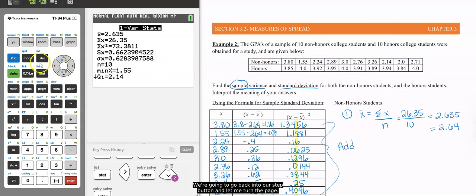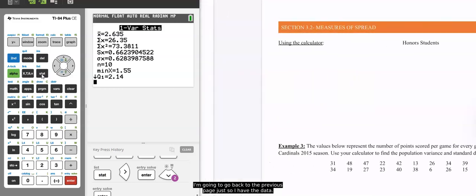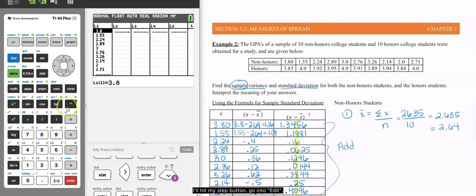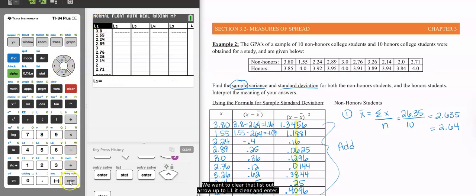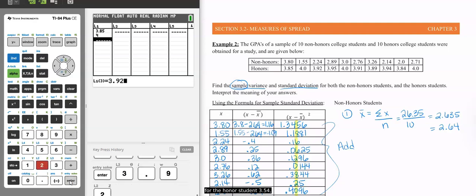All right, so now we're ready to calculate the honor students' standard deviation and variance. So we're going to go back into our stat button, and let me turn the page. So on the next page, it says using the calculator for honor students. I'm going to go back to the previous page just so I have the data. So I'll hit my stat button, go into edit. We want to clear that list out, so arrow up to L1, hit clear, and enter. And now we're going to enter my pieces of data for the honor students. 3.95, 4, 3.91, 3.89, 3.94, 3.84, and 4.